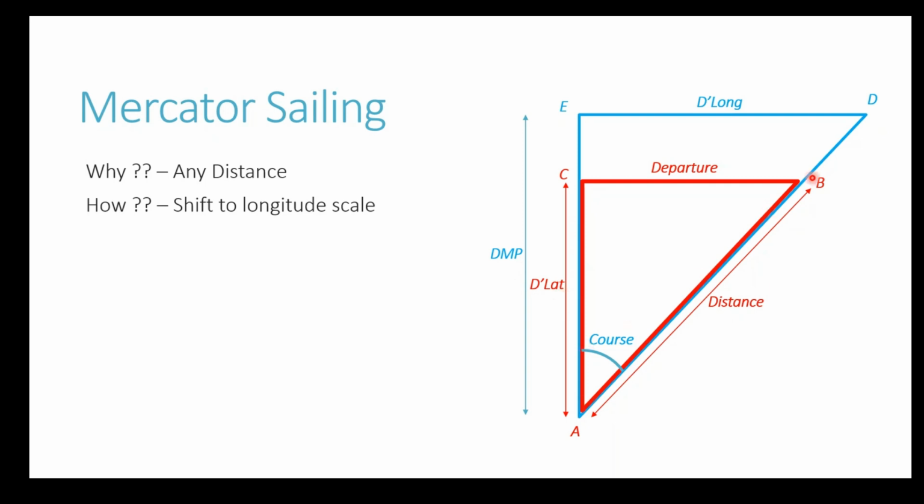Now coming to the third side of the triangle. The third side was distance. There is no way that we can measure the distance on the longitude scale because the units of distance are fixed. The distance is measured in nautical miles, and 1 nautical mile is fixed as 1 minute of latitude, 1852.3 meters. So there is no way we can measure the distance on the longitude scale. So in Mercator sailing, the third side is left unnamed.